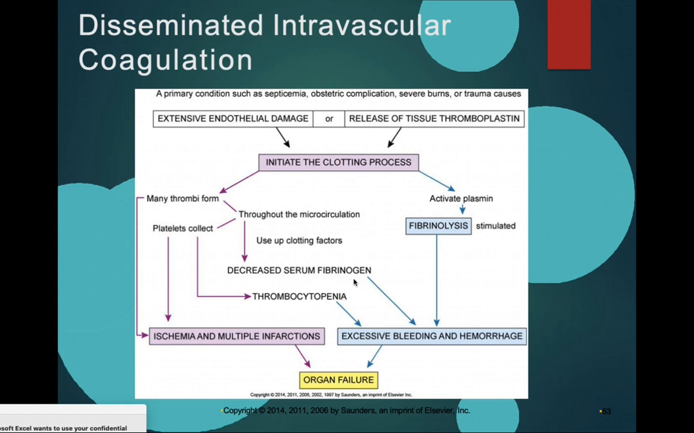You decrease fibrinogen. That results in excessive bleeding. Now you have decreased thrombocytes. That creates excessive bleeding and hemorrhage. Whether it's the excessive bleeding portion or the clotting, the ischemia and the infarcts, they will both result in organ failure. Okay, so primary conditions such as septicemia, obstetric complications, burns, and trauma. I would make sure you know those.